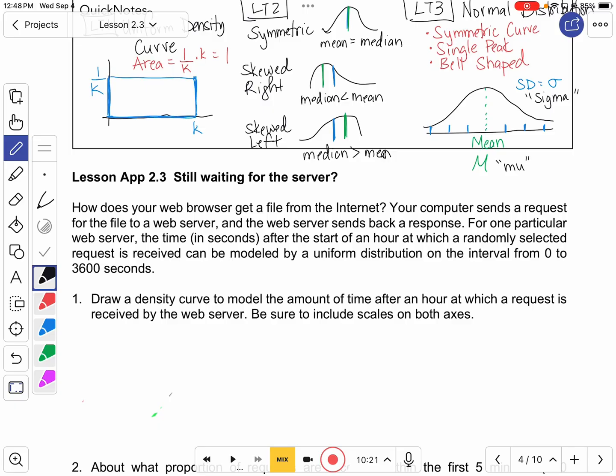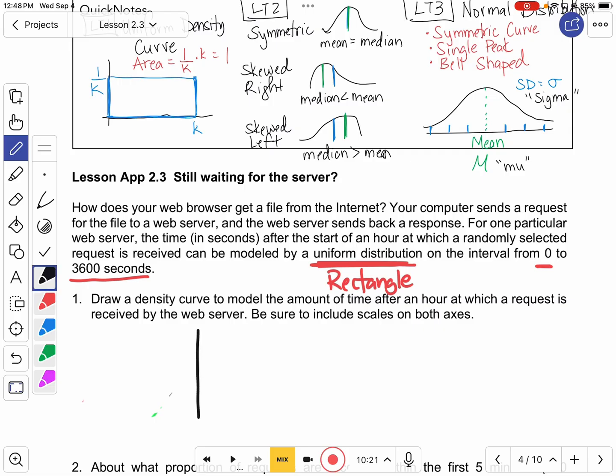Now, this tells me a lot up here in the paragraph. It says for one particular web server, the time in seconds after the start of an hour at which a randomly selected request is received can be modeled by a uniform distribution. If you see the words uniform distribution, you're going to think rectangle, on the interval from 0 to 3,600 seconds. That's important because this is going to tell me how to set up my rectangle.